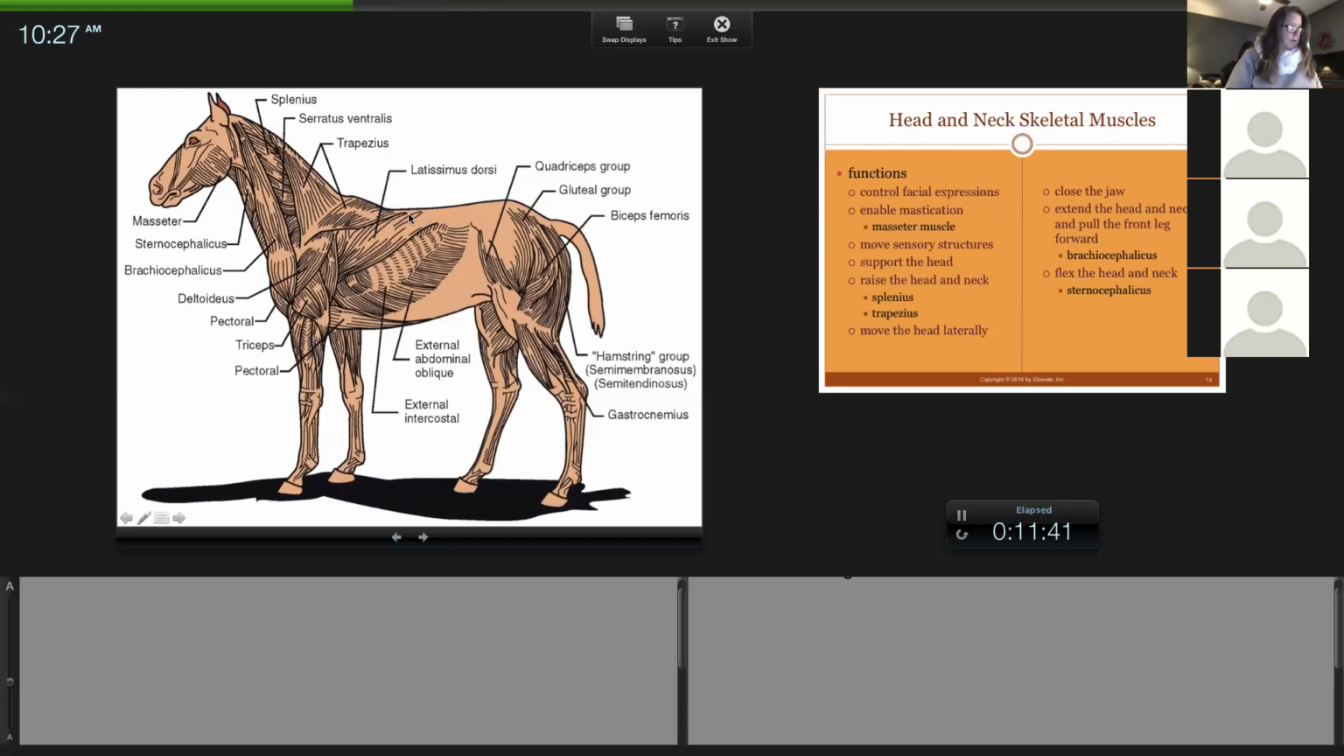Now, obviously, is the back going to go towards the forelimb? No. When latissimus dorsi contracts, it's going to pull the brachium towards dorsum, okay?